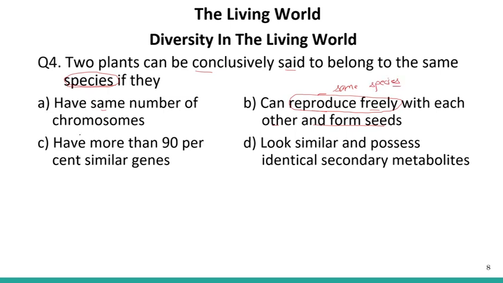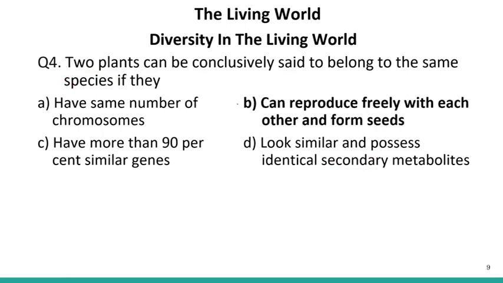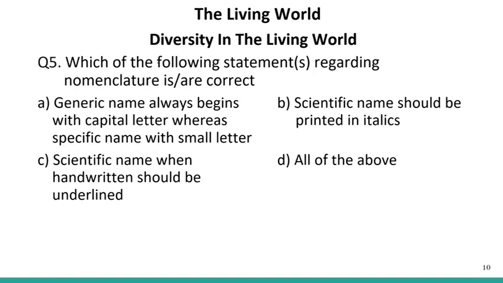Alright, then option C is have more than 90% of similar genes, and the last option is look similar and possess identical secondary metabolites. So the correct option is B. Any organism can be said to belong to the same species when they can reproduce freely among themselves. Next question is, which of the following statements regarding nomenclature is correct?